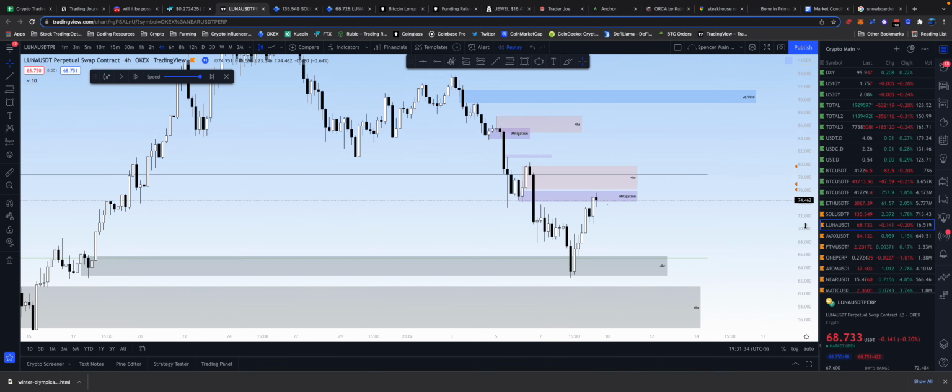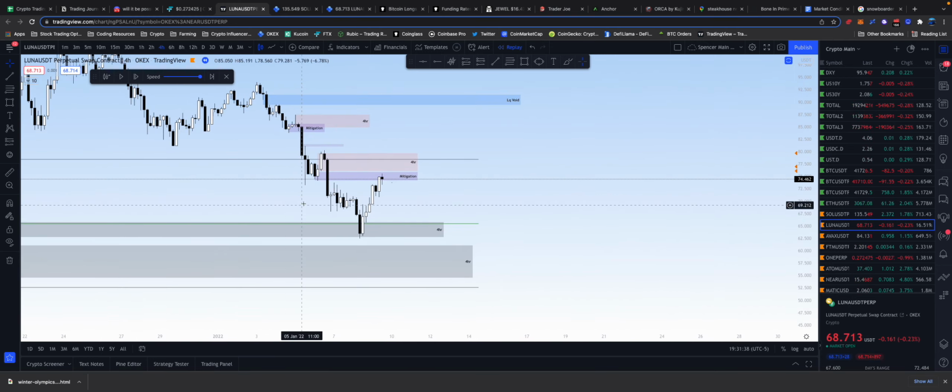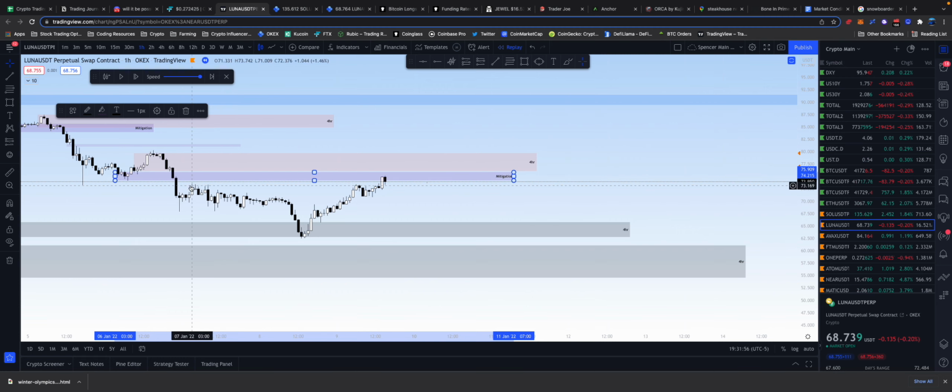So we have this demand zone, this 4-hour demand zone that was respected. We obviously have this large movement down, this large 4-hour candle. What was it? 9.3% down in 4 hours. So what I did is I marked out the 4-hour supply zone, the mitigation block, and I'm going to zoom in and mark out the liquidity void.